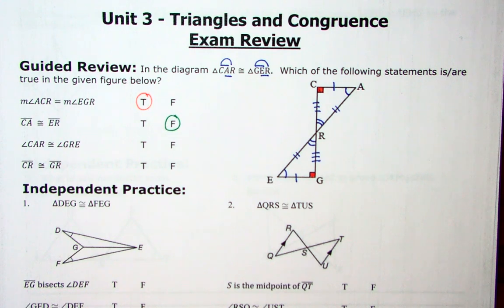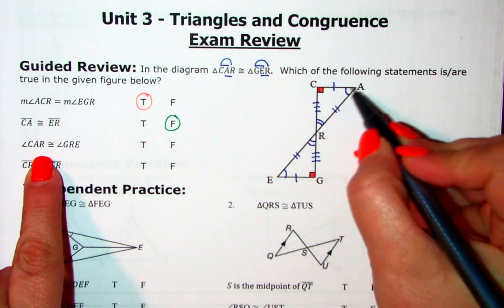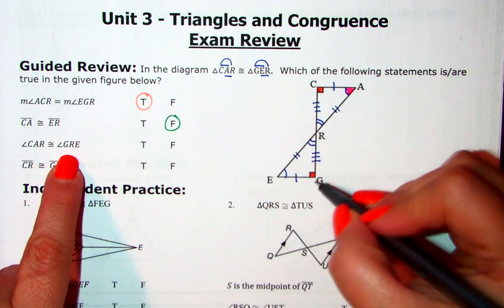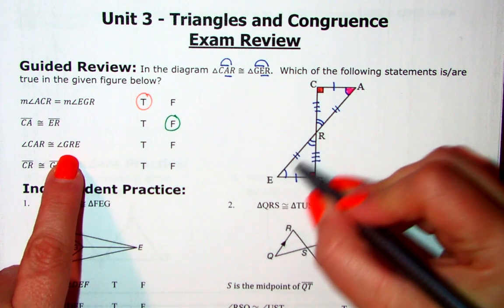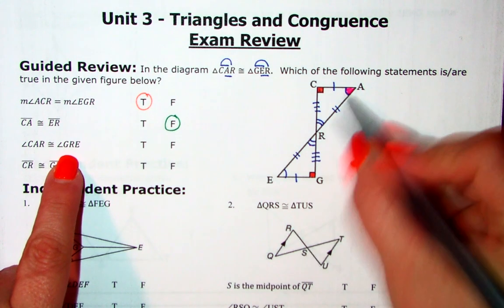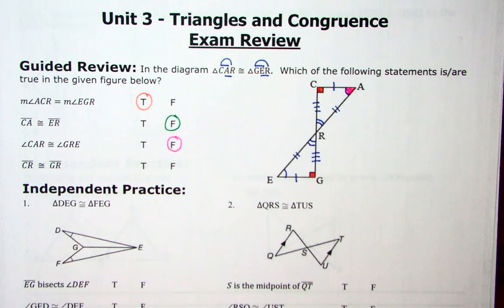The next one says angle CAR is congruent to angle GRE. So let's see where those angles are. CAR is this single arc angle, and GRE is the double arced angle. So those do not match each other. That is also a false statement. Okay?